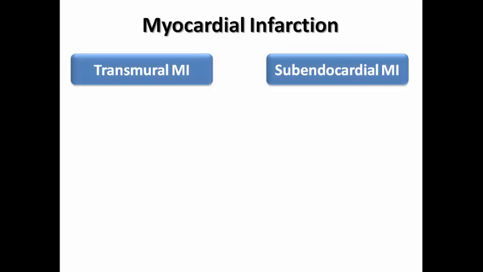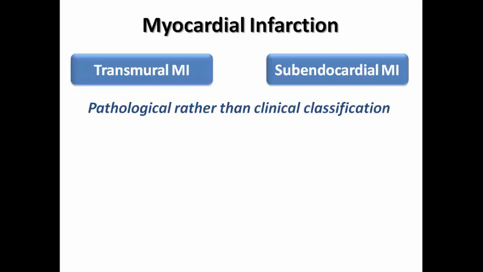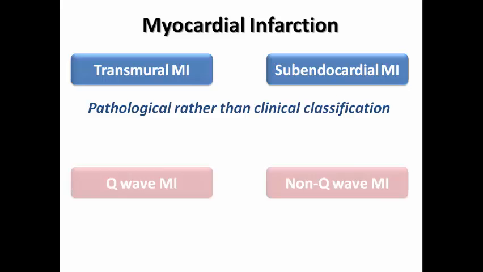So myocardial infarction, of course, has two classic types which were previously described in pathology books, and some of us learned about them: transmural myocardial infarction and subendocardial myocardial infarction. But this is a pathological rather than a clinical classification, because I don't see the heart of the patient directly in order to decide whether it is transmural or subendocardial.